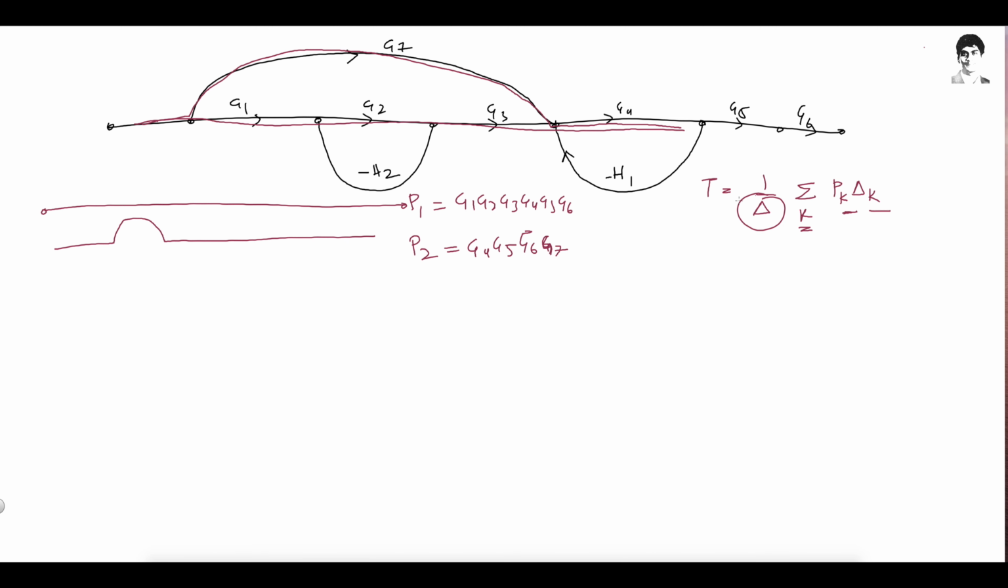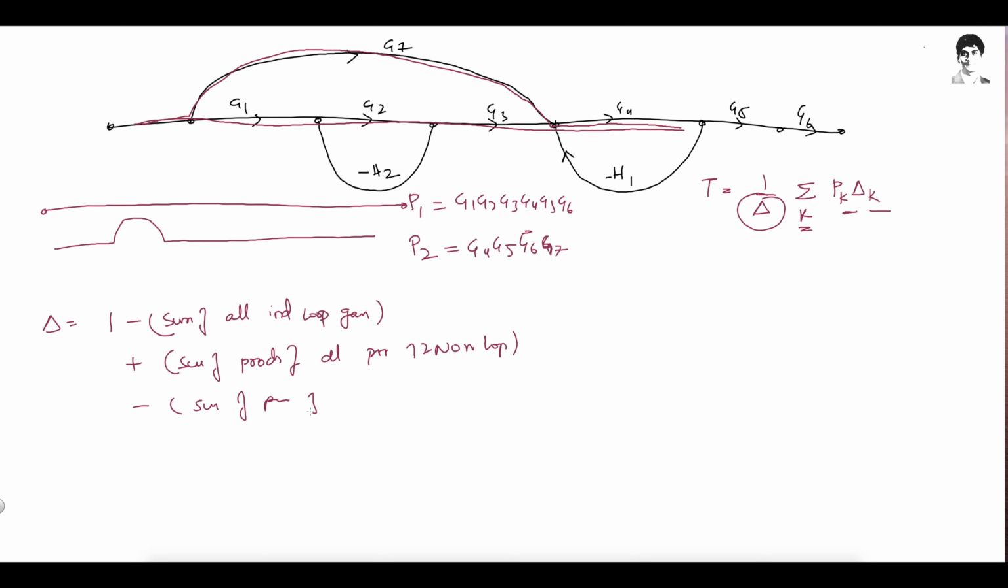So now we got to find out delta value. And what is delta value? 1 minus sum of all individual loop gains plus sum of products of all possible combinations of two non-touching loops minus sum of products of gains of all possible combinations of three non-touching loops, right? So now for the first part of it, how many individual loops are there? This is one, right? This one, and then this is another. So we have two loops here.